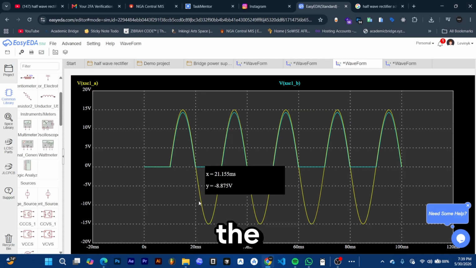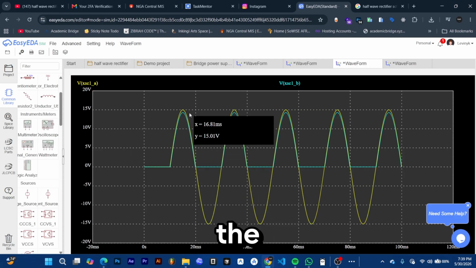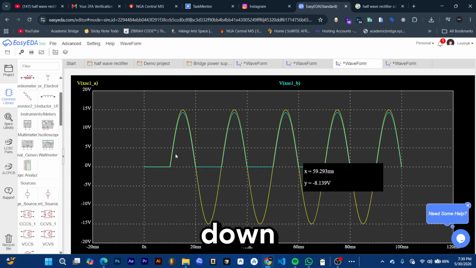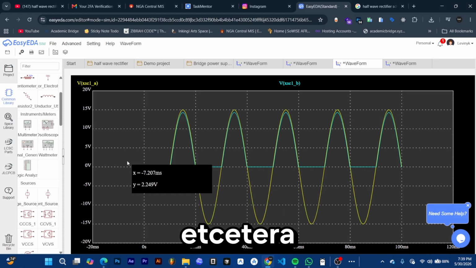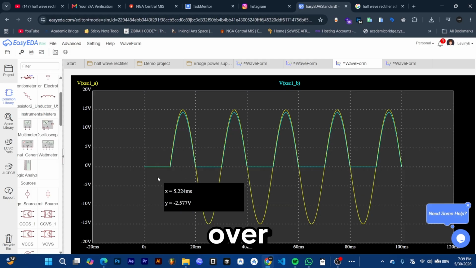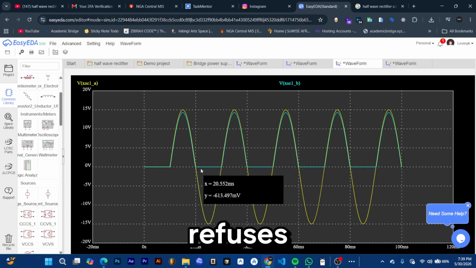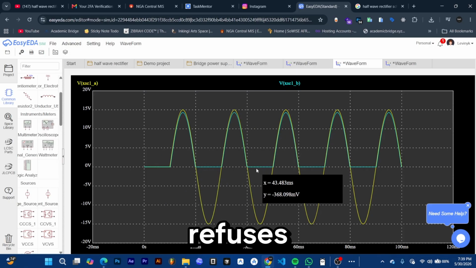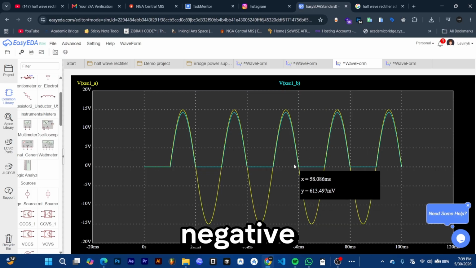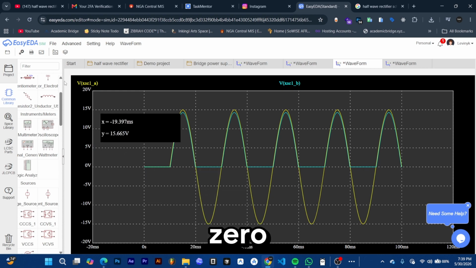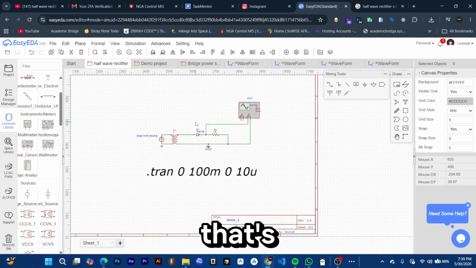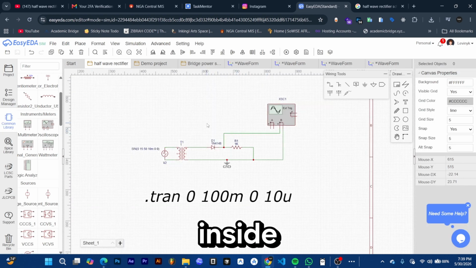The yellow line you see over here is the AC voltage going up and down, up and down, from positive to negative, etc. What this blue line you see over here does is it goes up, positive, refuses negative, up, positive, refuses negative. For this whole line of negative, we have nothing. We literally have 0. So that's it for this video. That's all we are going to be talking about inside of this video.